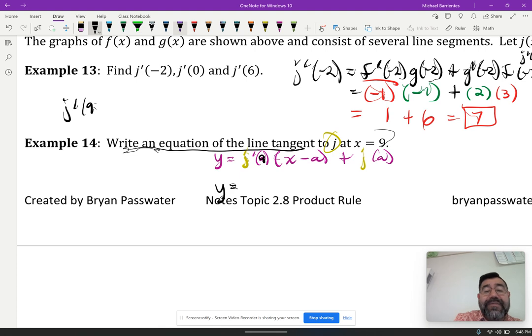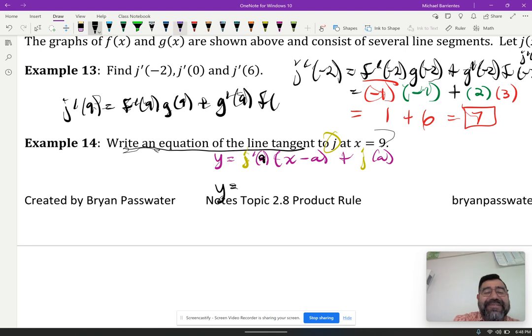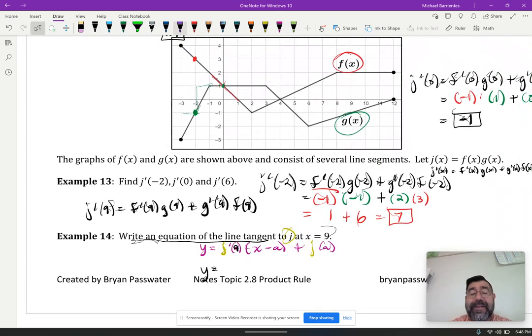J prime of 9 is f prime of 9 times g of 9 plus g prime of 9 times f of 9. Okay, so now let's look what's happening at 9. The first one is up here. I'm looking for the slope at 9. Well, I notice my slope is 0, so it really doesn't matter what this is, because when I multiply this times whatever this is, that whole thing is going to be 0, and it's going to go away.